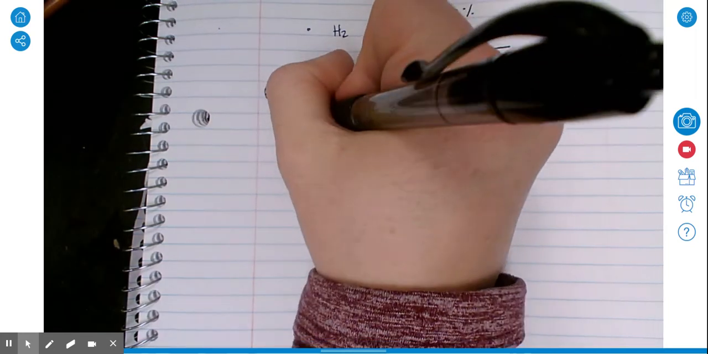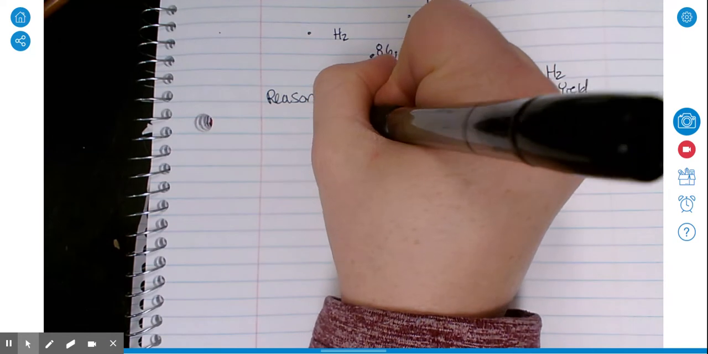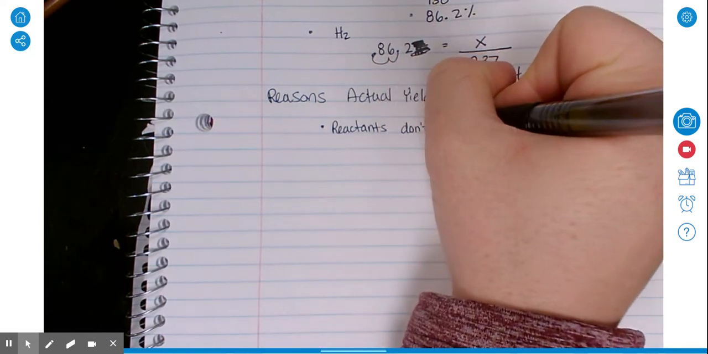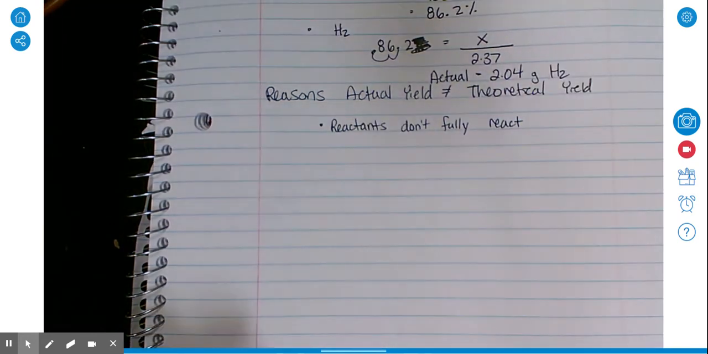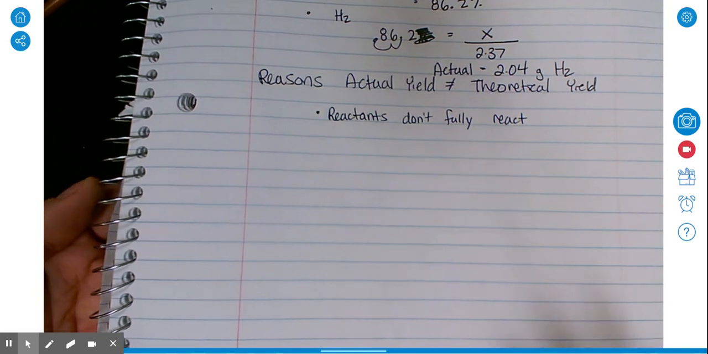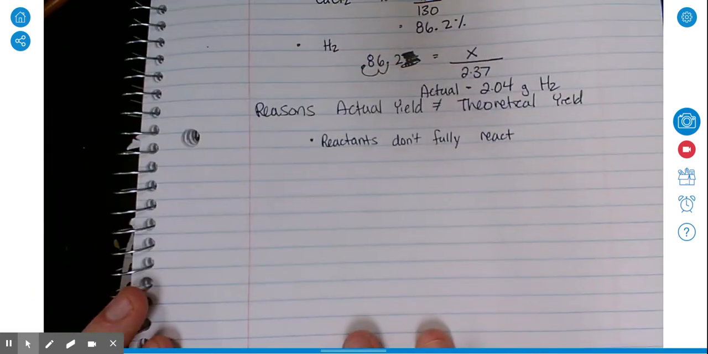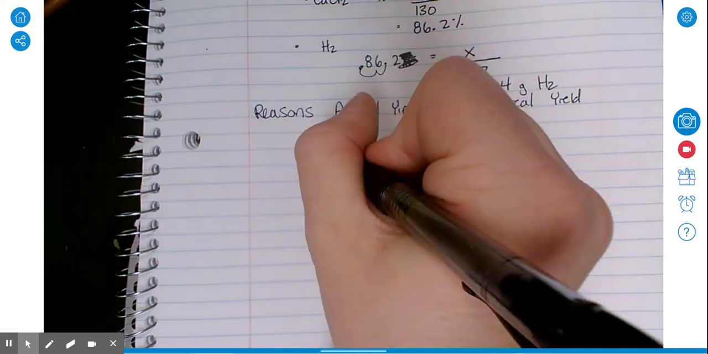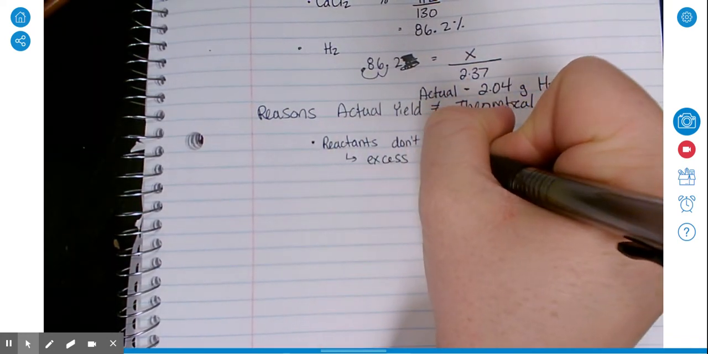In general, one of the biggest reasons is reactants don't fully react. So in our last example, we were looking at hydrochloric acid reacting with calcium. Even your limiting reactant, you might not get all of the hydrochloric acid to react. You're going to have some excess reactant, even if it's from the limiting.